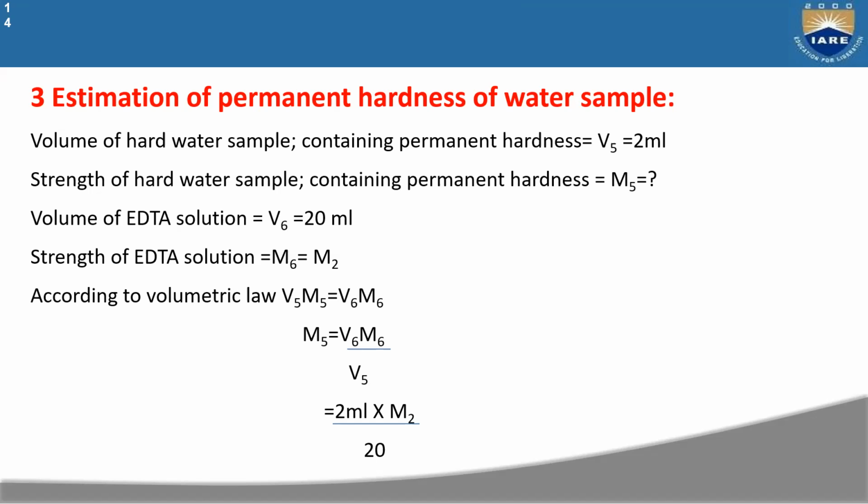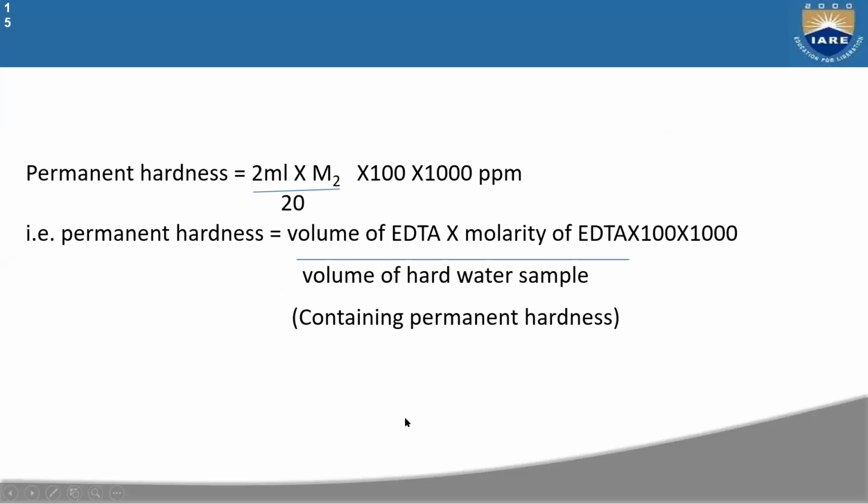Strength of EDTA solution, M6, is equal to M2. According to the volumetric law, V5 M5 is equal to V6 M6. So M5 is equal to V6 M6 by V5, which is 2 ml into M2 by 20. So permanent hardness is equal to 2 ml into M2 by 20, into 100 into 1000 ppm.